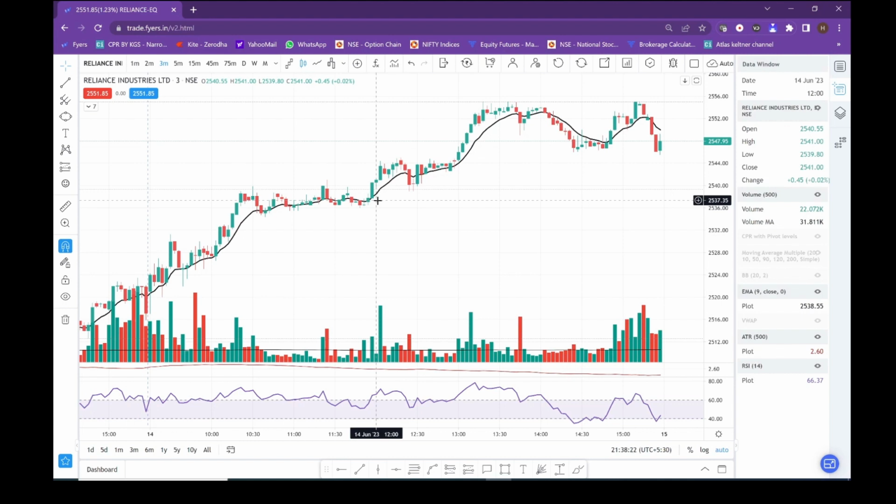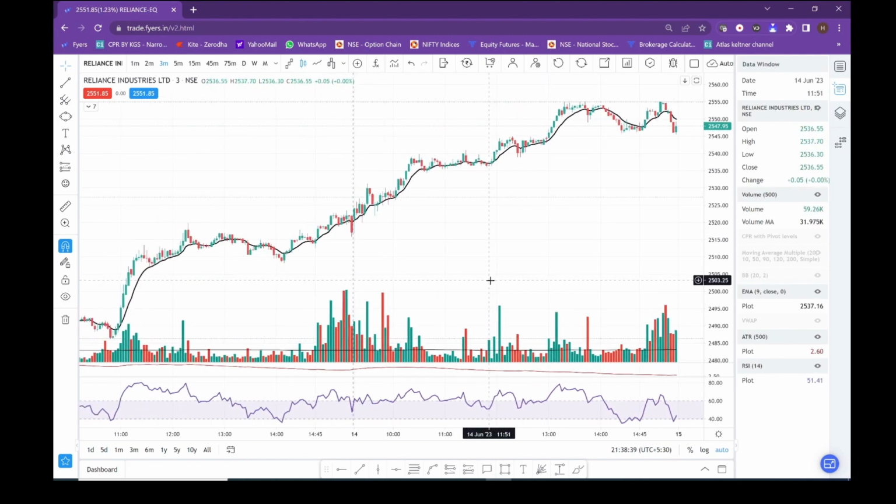So in the same way, if we consider a red momentum candle, for it to be valid, there should not be any immediate support or demand zone at the bottom. Let me show an example for that.